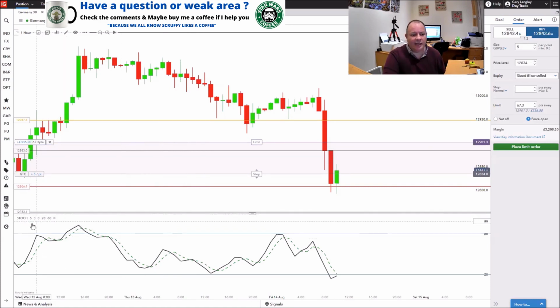This is a standard setting on a stochastic, 5-3-3, and it's bounded at 80 and 20. So if it gets over 80, you're expecting it to come down. Under 20, you're expecting it to go up. That's about as simplistic as it gets, okay? And if you look at today, this is the 10 o'clock candle on the 14th of August. So this is live right now, okay? No idea what that drop is. Just came from nowhere.